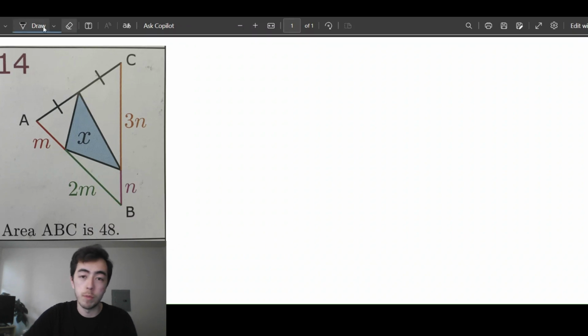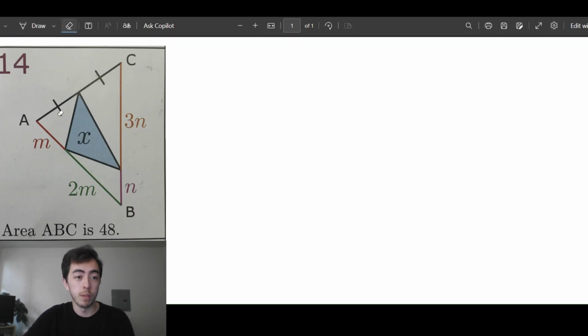We're given some information. We know this side AC is split in half, it's bisected. We know that AB is cut into thirds, and then this inner triangle is marked 1/3 of the way from A to B. And similarly, this side is cut into fourths, and we also have a spot for where that blue triangle lines up with the outside triangle ABC. ABC also has an area of 48.